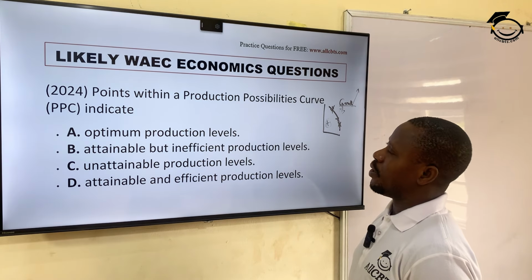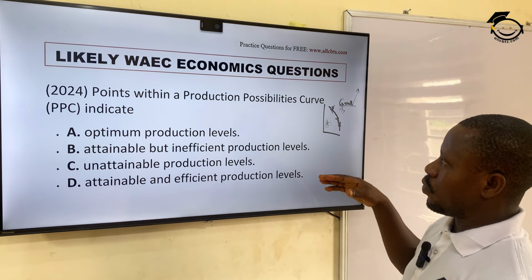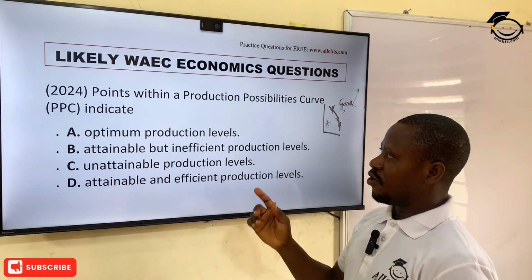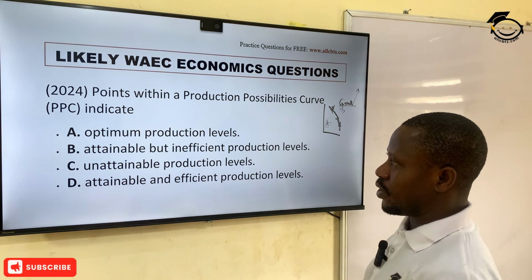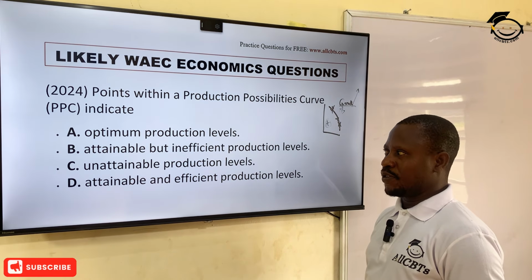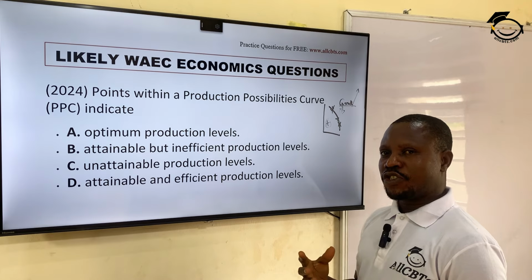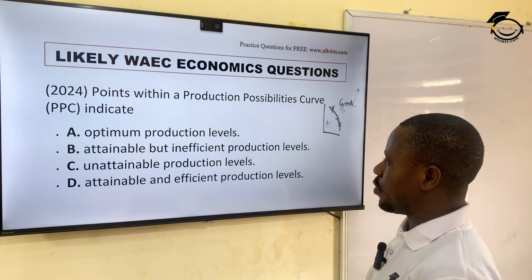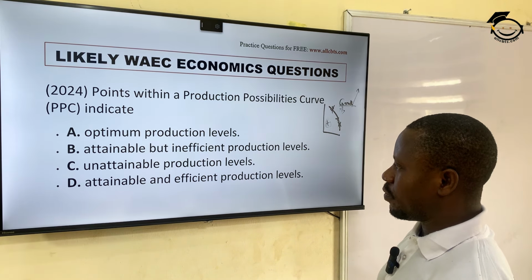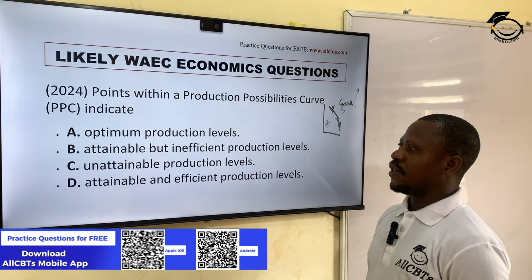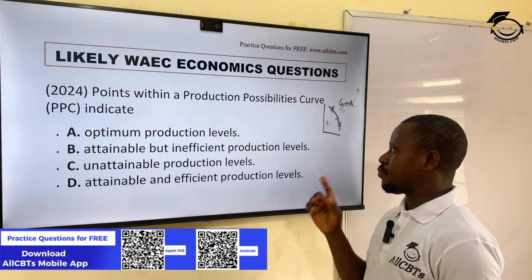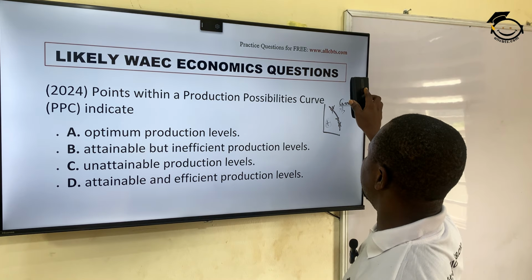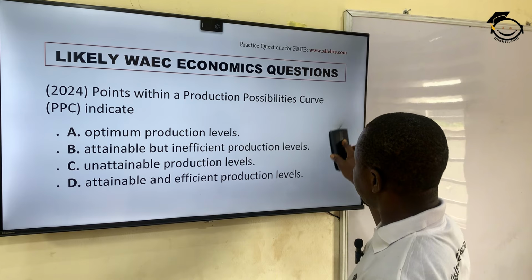So this question is talking about the points inside the curve. What does it indicate? Optimum production levels, that is along the curve, I just said it now. Attainable, of course, but inefficient production levels, which means all the resources are not fully engaged. Unattainable production levels, attainable and efficient production levels. The answer here is attainable but inefficient production level inside the production possibility curve. Option B is the answer.